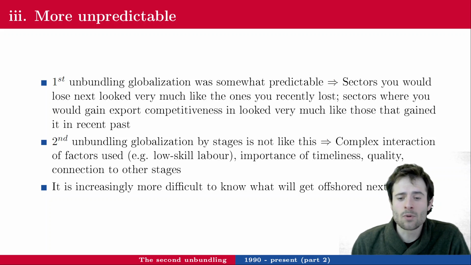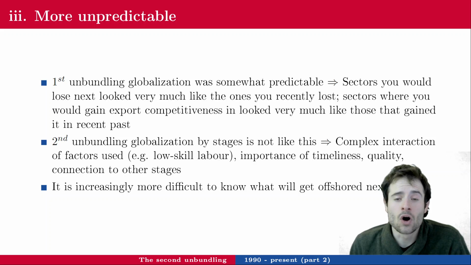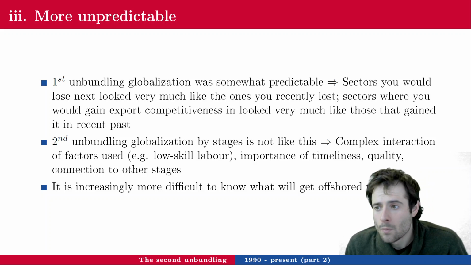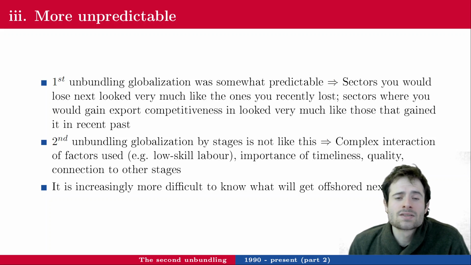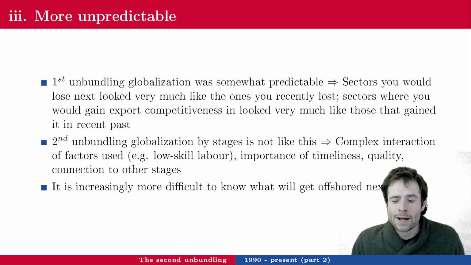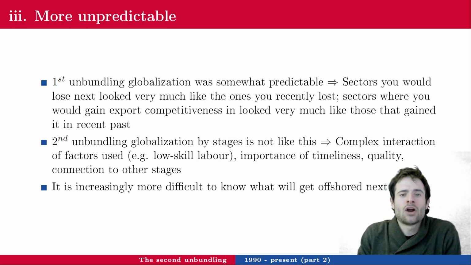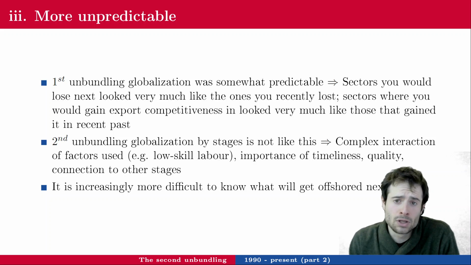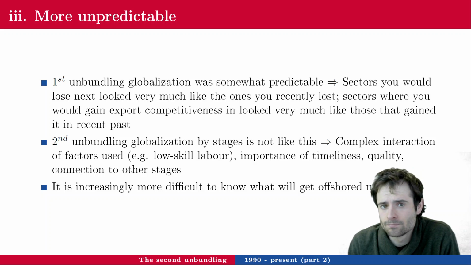So it is increasingly difficult to know what will get offshored next, which makes it even harder for governments to build economic policy. Governments try to organize long-term economic policies. With the future being more unpredictable, it is increasingly hard. They might be afraid that a policy helping their industries now or in the next 3 years might harm other industries in the next 5 years.